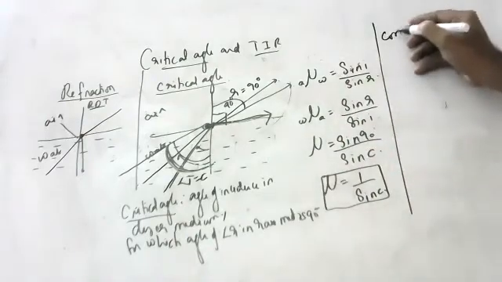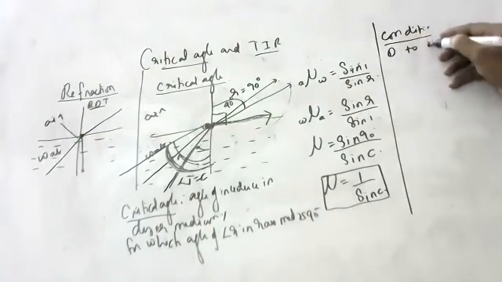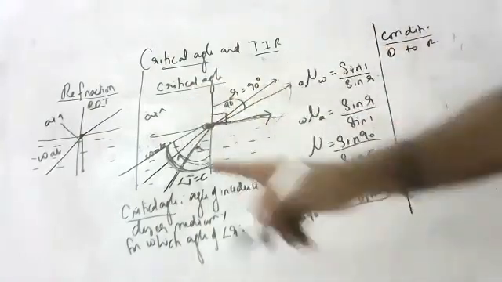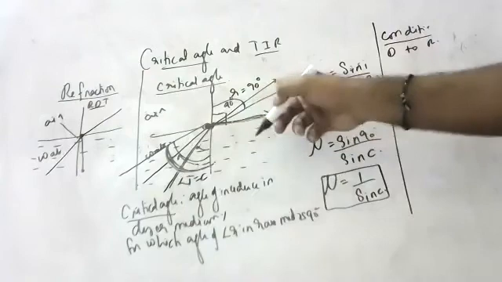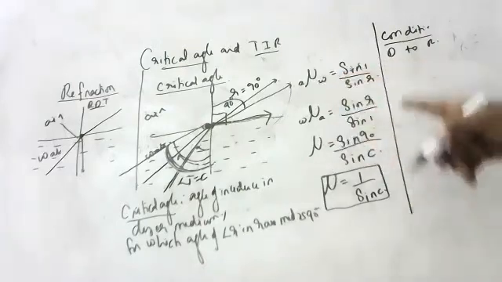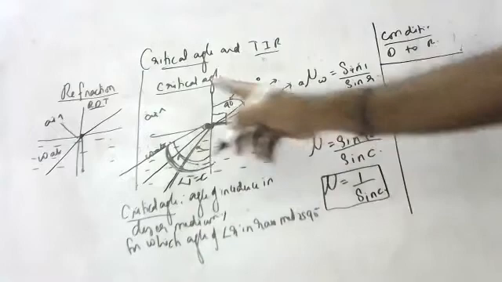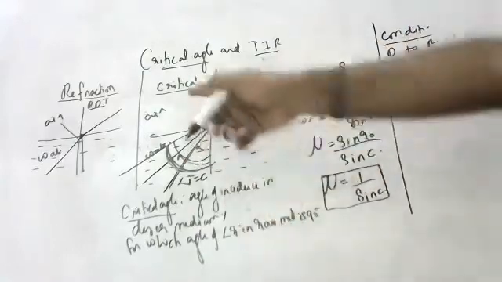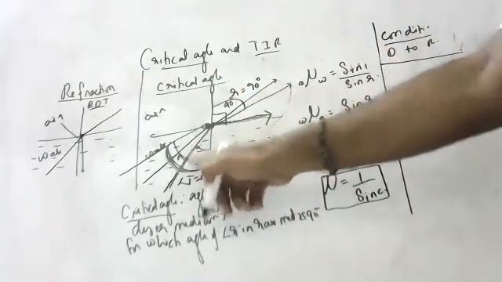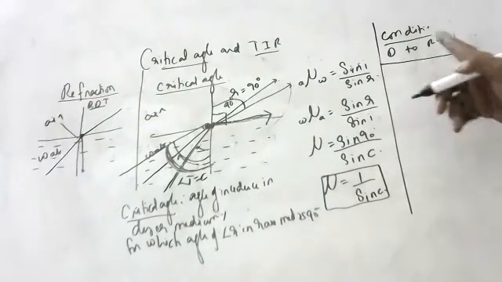Compulsory condition: the light ray should go from denser to rarer only. Rarer to denser is not possible. If it goes from denser to rarer, it goes away, and at a particular angle, that means 90 degrees. The condition for critical angle is that the light ray should go from denser to rarer. Rarer to denser is not possible, children, because it comes towards the normal. Denser to rarer, it goes away. So this is the first condition.